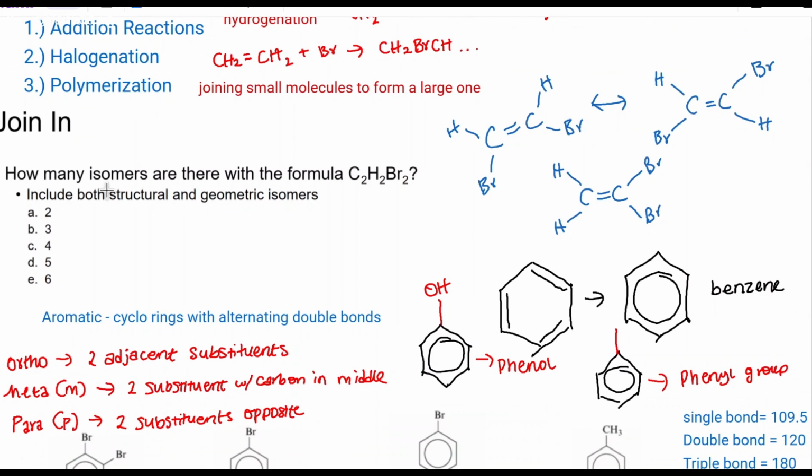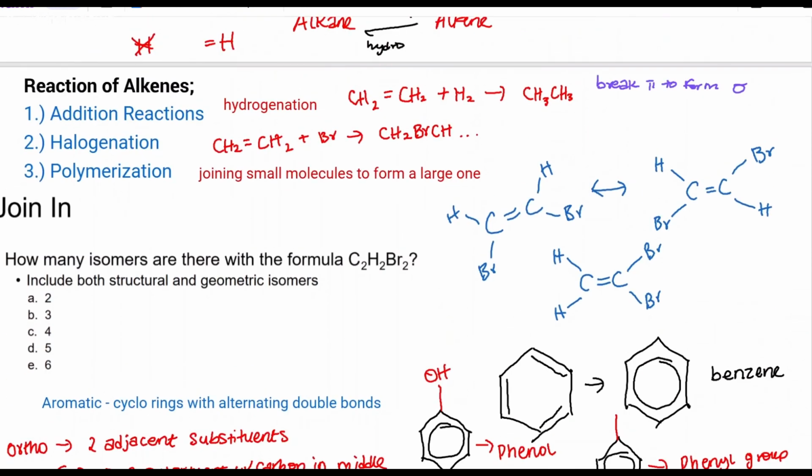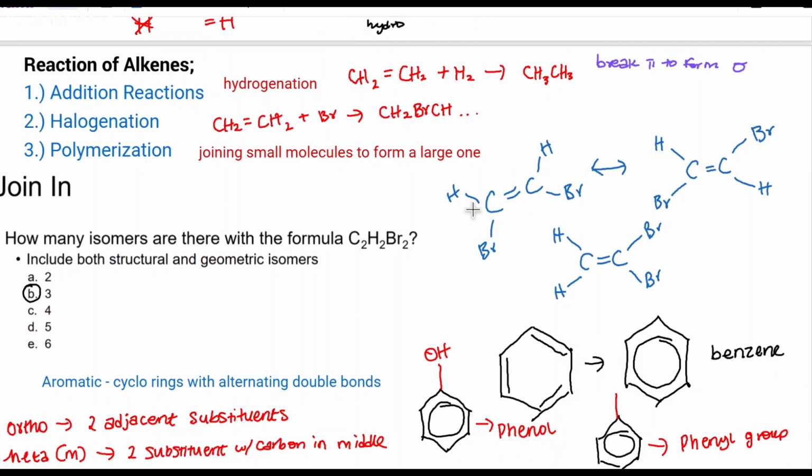And then this is the question, how many isomers are there in this? I drew them all out, so there are 3. And the reason is that since it's an alkene, it has a double bond, it can form isomers.